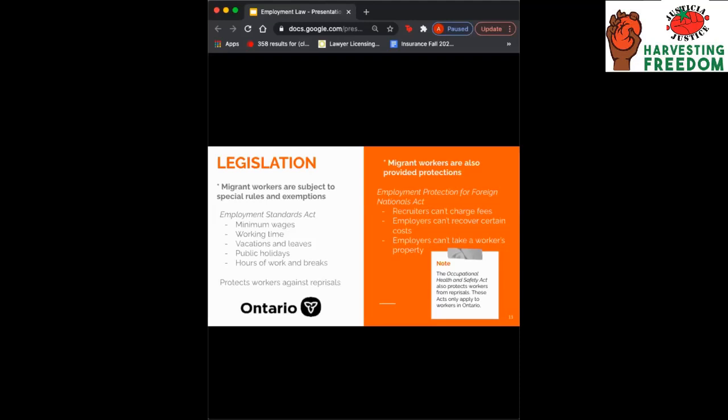Harvesters and near farmers are given additional rights under the ESA. This includes minimum wage and vacation pay, and harvesters are also given public holidays. However, even with this, they are subject to exceptions and qualifications.